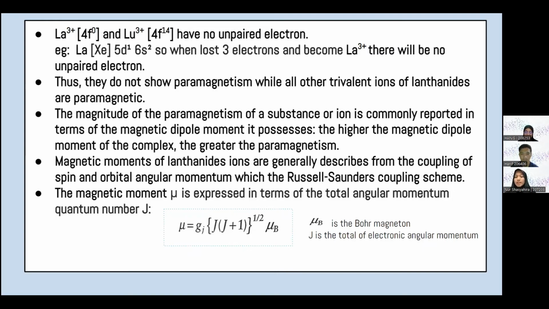So as we can see, this is the formula where mu B is the Bohr magneton and J is the total electronic angular momentum. Next.